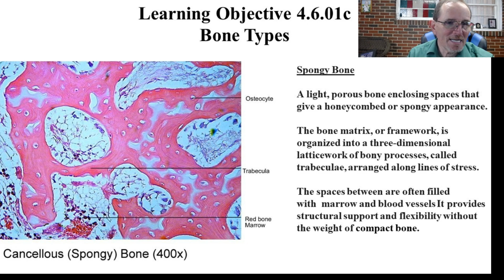Here's some spongy bone. You can see these are not chondrocytes. You can see the osteocytes in their lacunae. You might have a little bit of a problem. Oh, trabecula. That's what I was trying to think of.